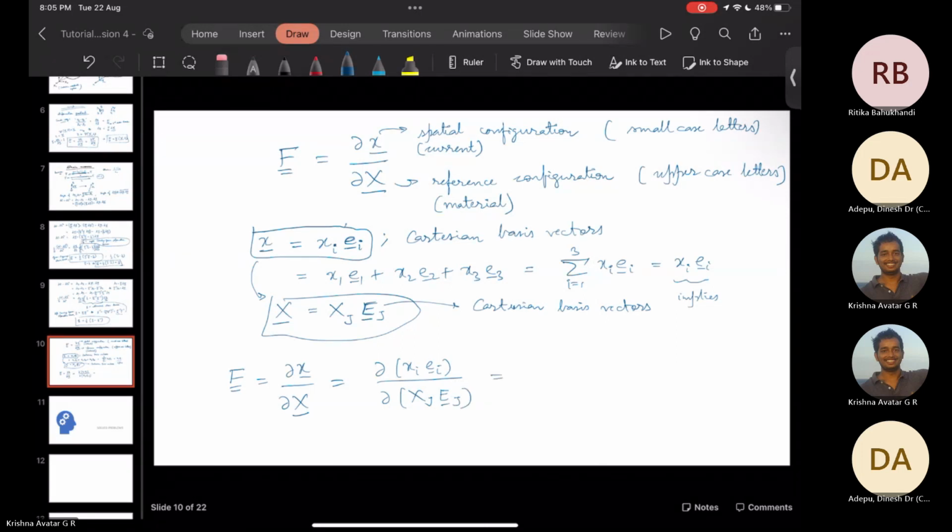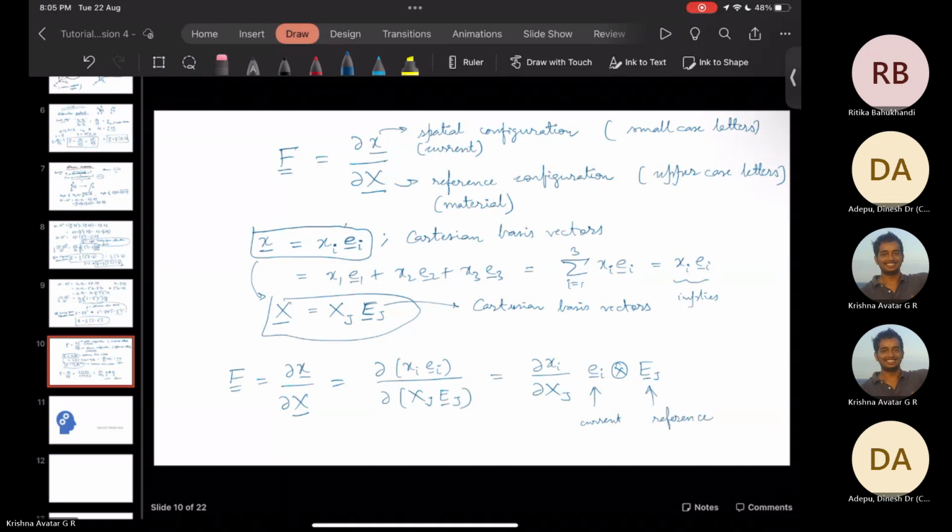And in terms of indicial notation, this is equivalent to writing xi divided by capital Xj, EI, which we call the vector product with respect to EJ. So what you clearly see here is that in the indicial representation of this F, one coordinate belongs to the current configuration, and the other basis belongs to the reference configuration.